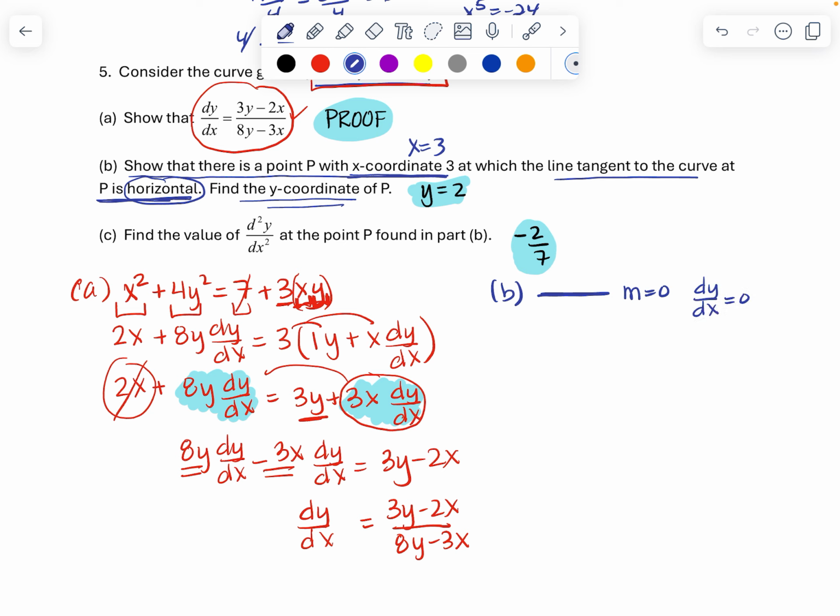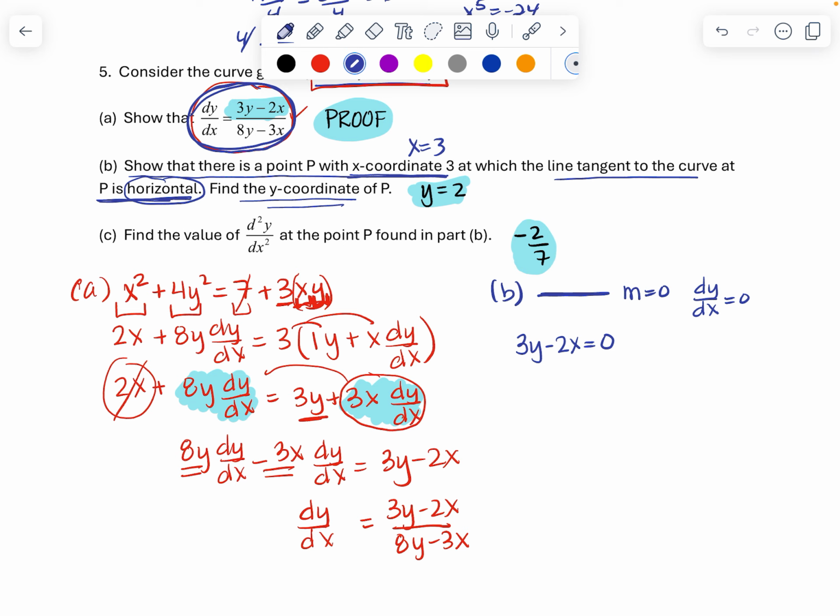Okay, so let's look at the derivative. Here's my dy dx right here. It's this 3y minus 2x over 8y minus 3x. If I want that to equal 0, I only want the top part of the fraction to equal 0. Remember, if it says vertical, I want the bottom part to equal 0. So I need to set 3y minus 2x equal to 0.